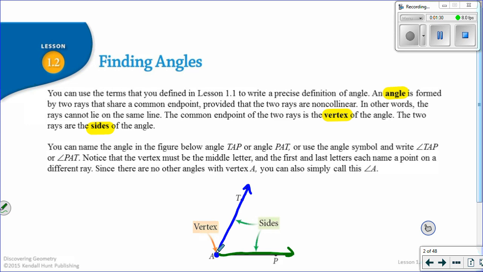All right? Two ways we could name this angle. We could say angle TAP or PAT. Get used to the notation. Notice that no matter how I name the angle, the vertex is in the middle. So when I name an angle, you need to have that vertex in the middle of that angle. Okay, so we could say vertex A, or we could call it angle A.